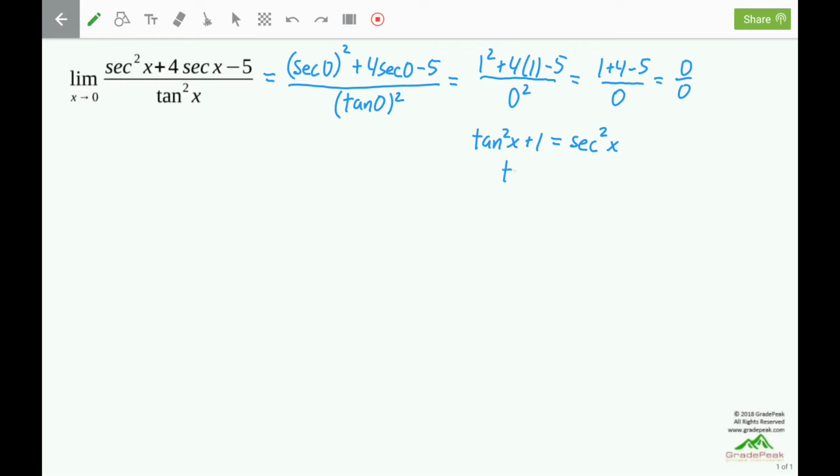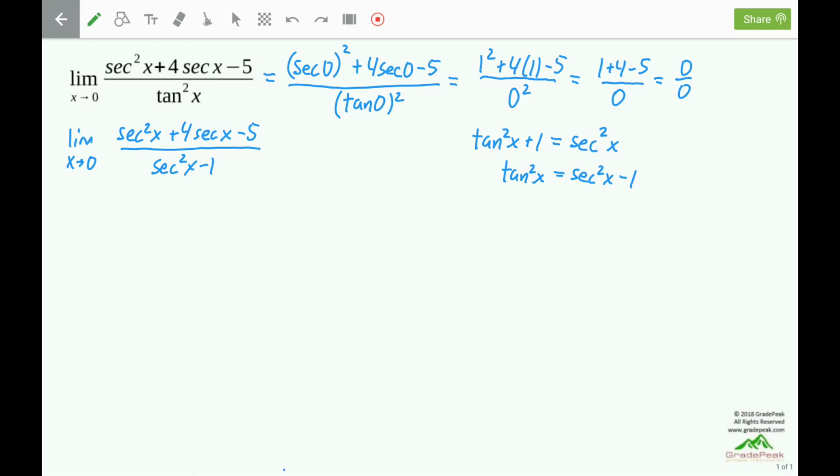Since we have the tangent squared of x alone, I'm going to solve for it from the identity here, and that will give us the secant squared of x minus 1. And we can replace the tangent squared of x with that in the denominator of our expression. The numerator I'm going to leave alone for now, and the denominator I'm going to replace with secant squared of x minus 1. Now we still are 0 over 0.